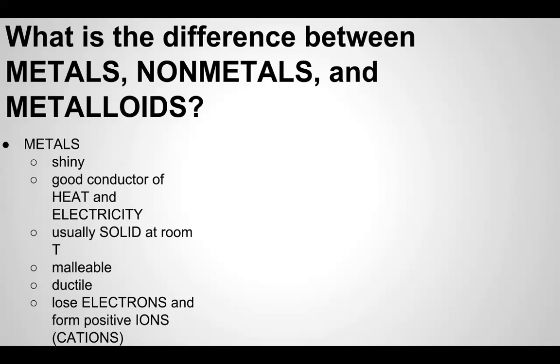And metals, when they react, when they form ions, they tend to lose electrons, and because they're losing these negatives, they form positive ions or cations. And we're going to learn more about this later.